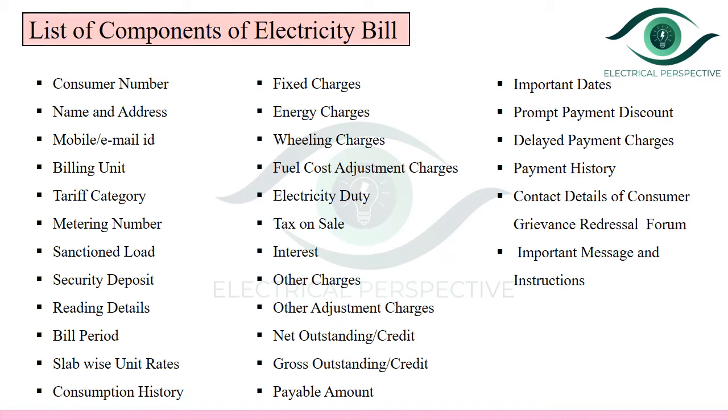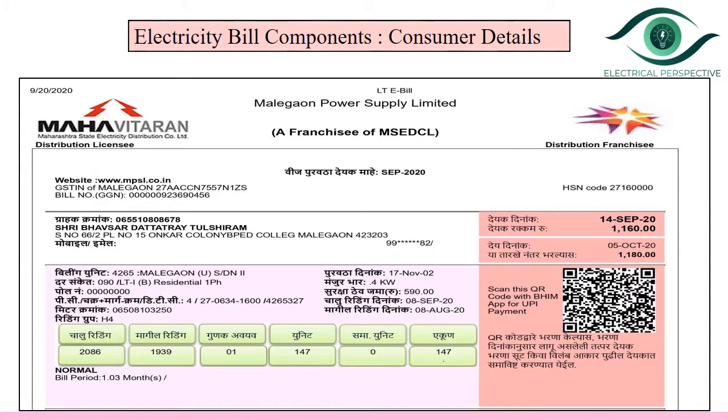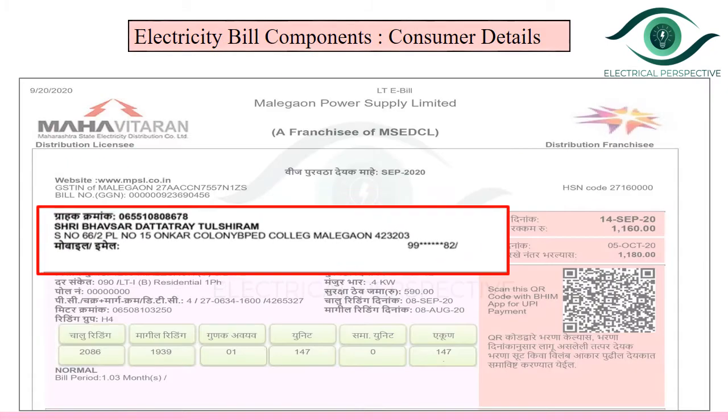This is the list of the components of the electricity bill. Total 40 components are included in your residential electricity bill. Now let us see one by one.